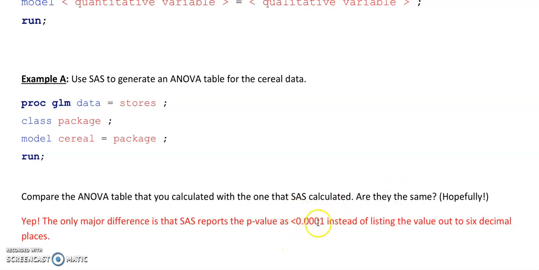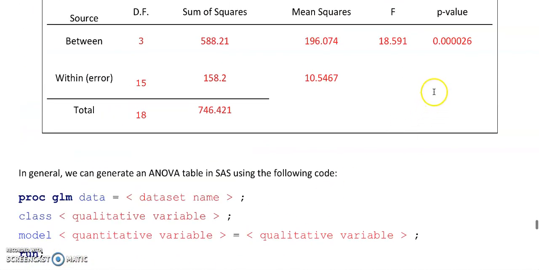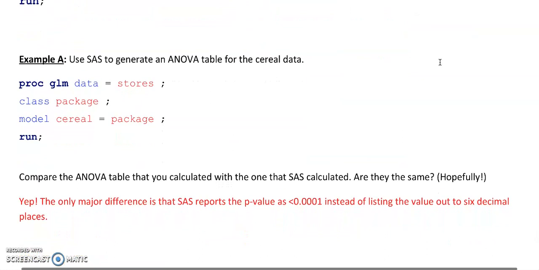SAS only writes less than 0.0001 for the p-value instead of going out to 6 decimal places like we did, but everything else should look the same. So that's basically the ANOVA test.